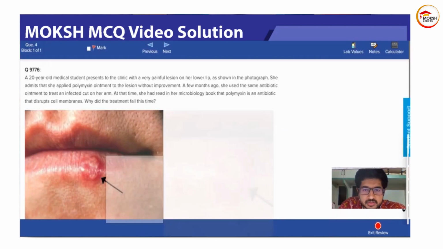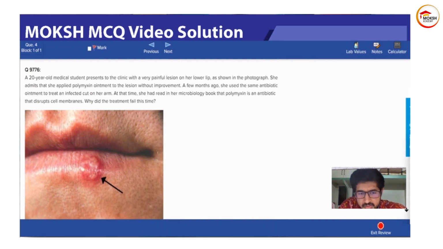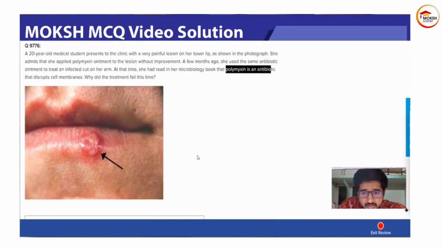Okay, so quick diagnosis of this question. You can see this ulcer over here, painful lesion on the lower lip. Give me a quick diagnosis. What is it? Cold sore. All right. Herpes simplex virus 1. Very good. Okay, so now they are talking about polymyxin. So it's a very, very direct question that polymyxin is used for bacteria, right?